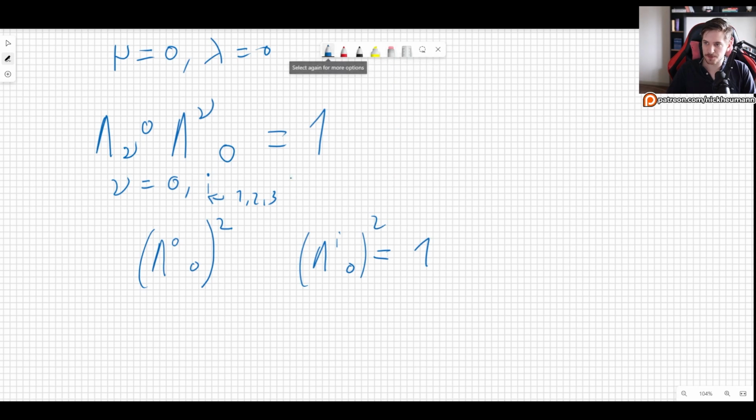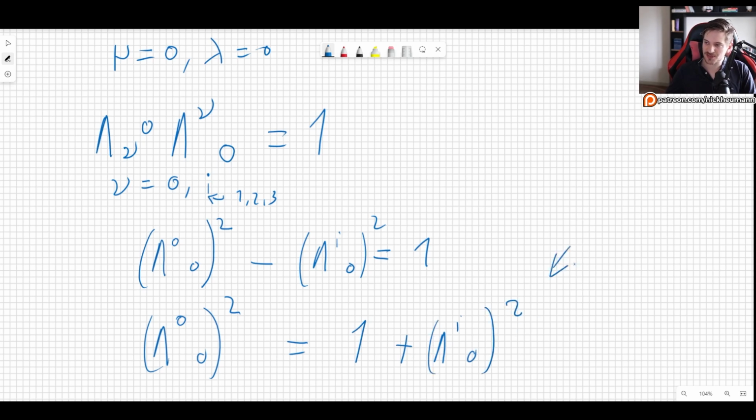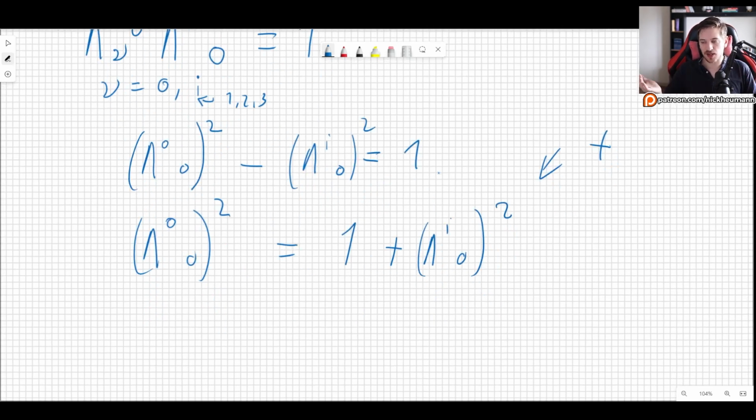So this is minus. So from here, we can see that lambda 0 0 squared is equal to 1 plus lambda I 0 squared. Now this value is always positive, right? It's squared and we don't have any complex values inside of our Lorentz transformations. So it's always going to be positive, which means that here we have 2 possibilities, right? Lambda 0, 0 has to be greater or equal to 1 for this to be true, or lambda 0, 0 has to be smaller or equal to minus 1, sorry. So those are the 2 possibilities.